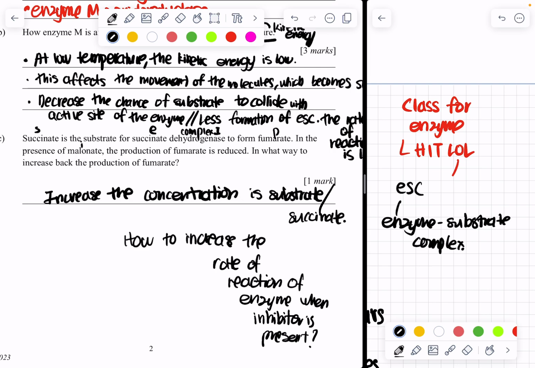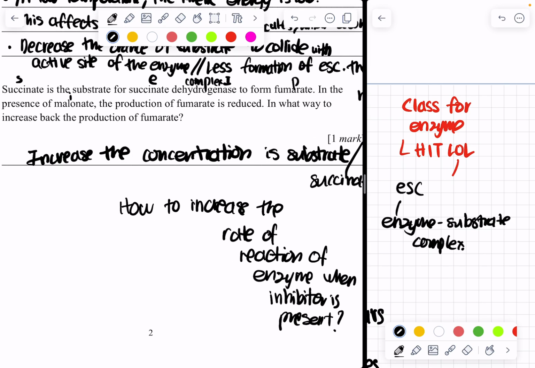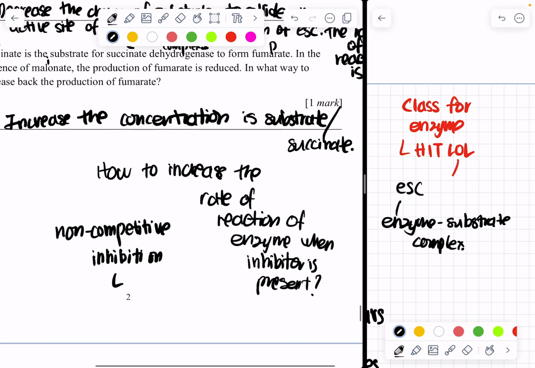Don't put enzyme. Enzyme is too expensive. You can only increase enzyme if they ask about non-competitive inhibition. Then you use enzyme, because if you increase the substrate concentration, no use. It won't change. So for that one, you increase the concentration of enzyme.